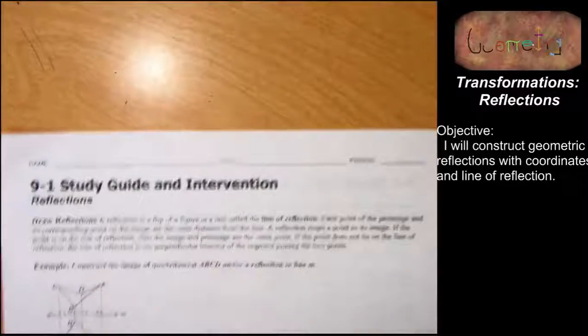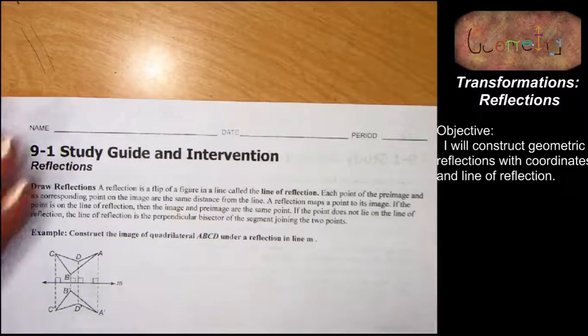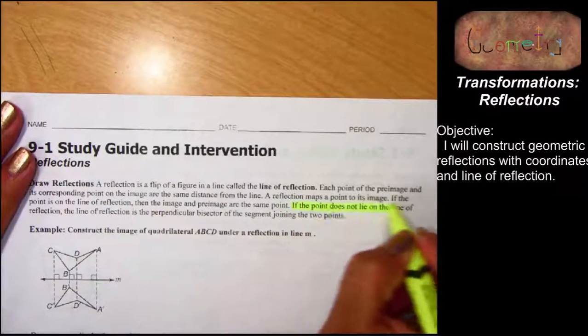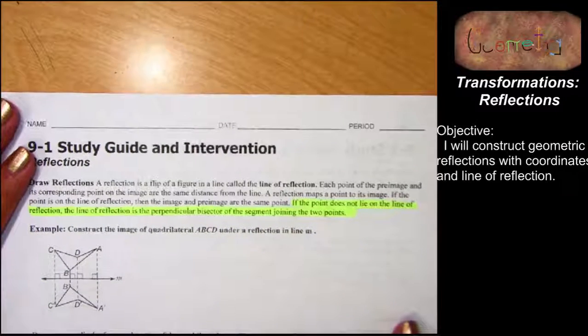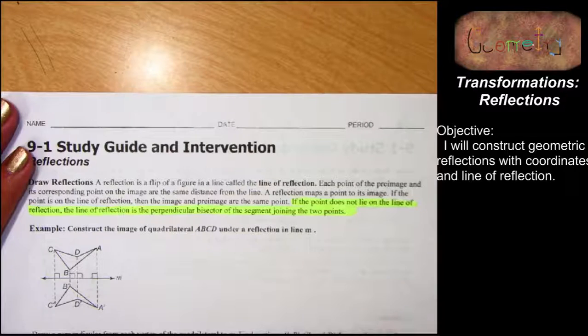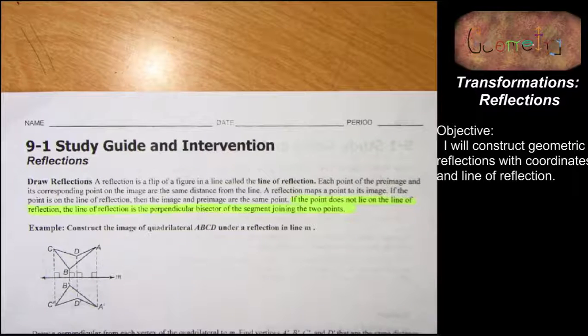Looking at the study guide for reflections, I want to draw your attention to two important sentences in that top paragraph. The first one says, if the point does not lie on the line of reflection, then the line of reflection is the perpendicular bisector of some segment that joins the pre-image point and the image point. Okay? So we know that whatever line we could draw between those two points, what we had originally and what we get after the transformation, is going to be 90 degrees to whatever line we're reflecting across.